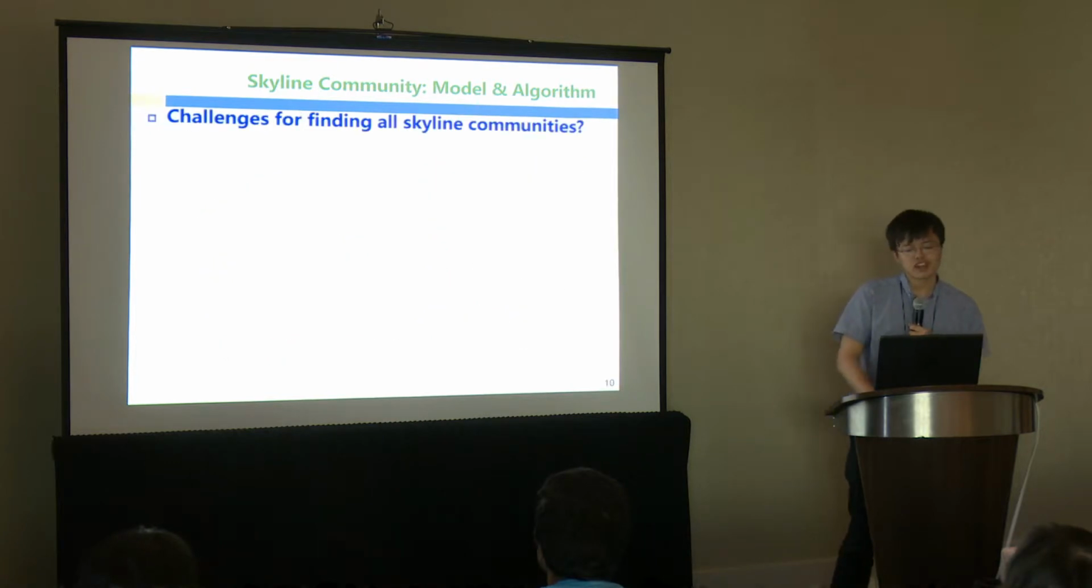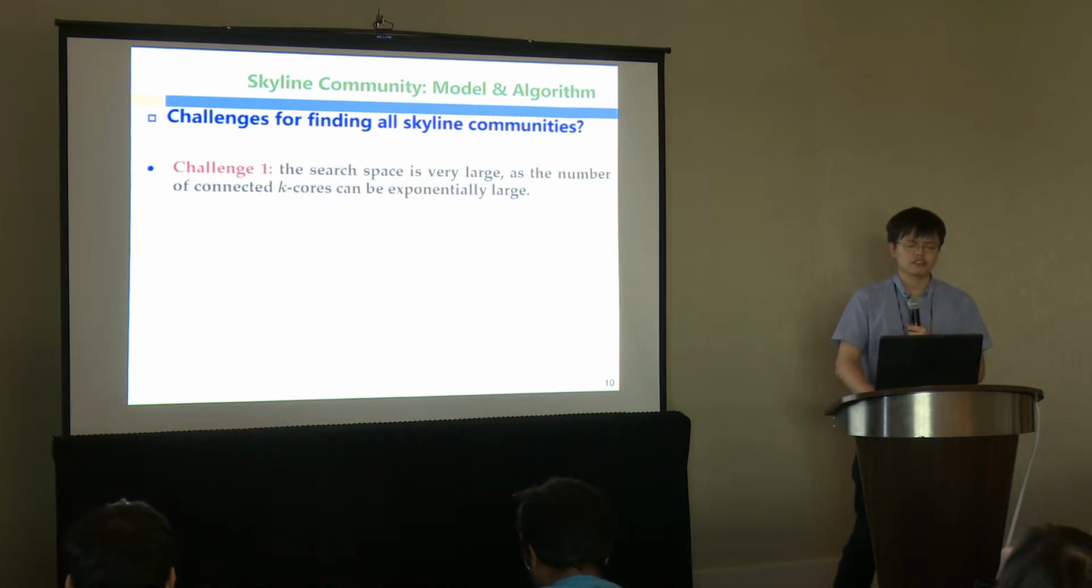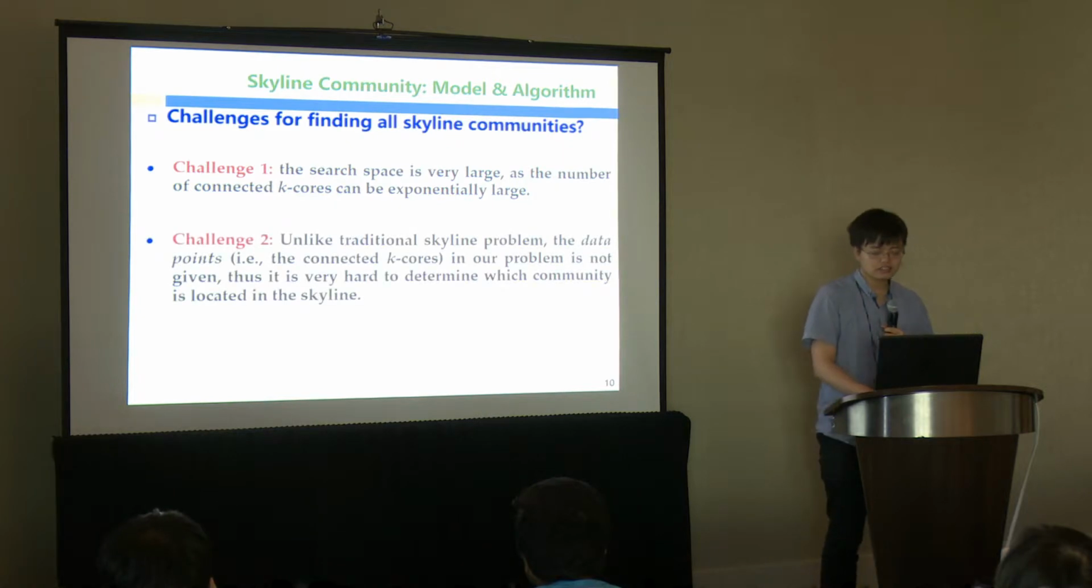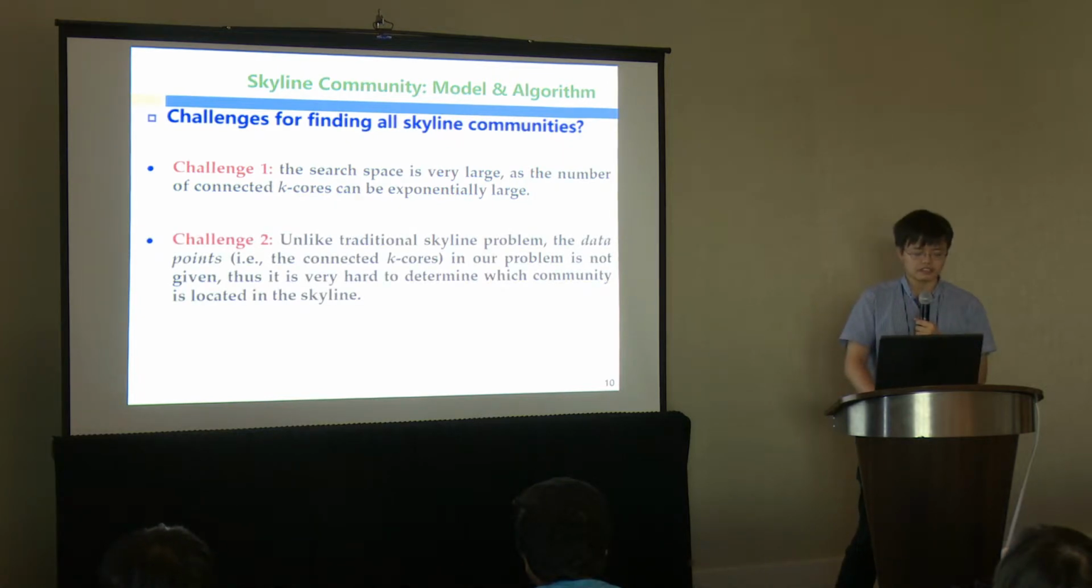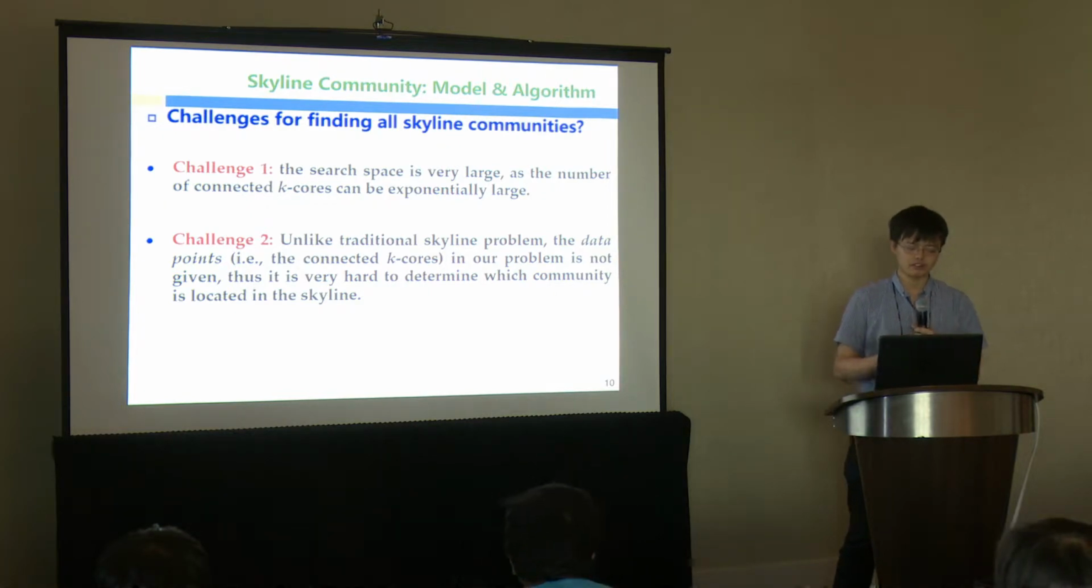And there are 2 challenges. The first is that the space is too large. The number of connected K-cores is exponentially large. The second challenge is that in the traditional Skyline problem, the data points are present. Here, when we want to find the community, we can't get the data points, and we should search in the graph.